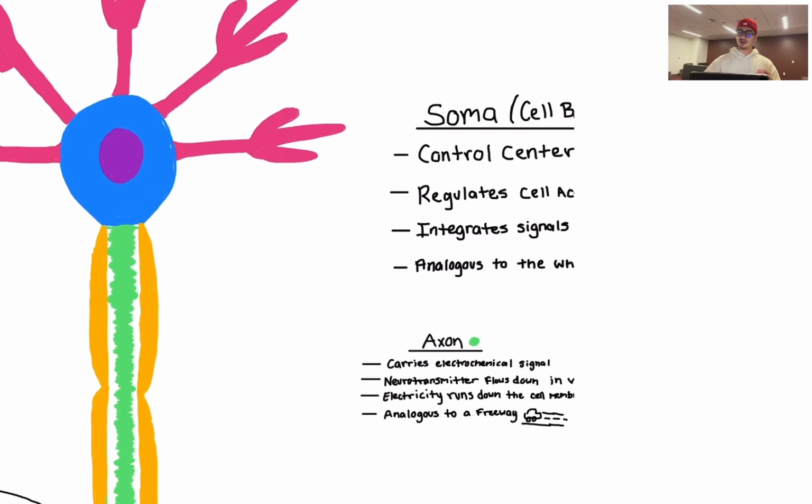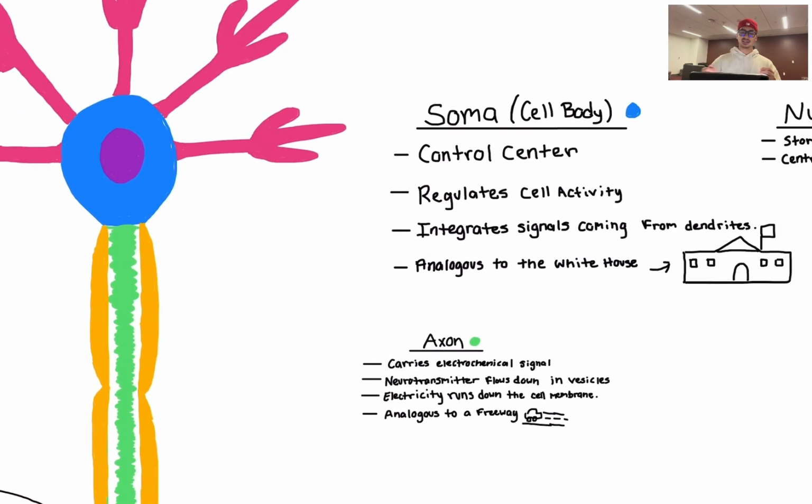Once it makes its way all the way to the soma, which is the cell body here, right? It's this space in blue. This is where the control center is. It regulates cell activity and integrates signals coming in from the dendrites. I want you guys to think of the soma, the cell body, as the White House. It's calling all the shots. This is where everything's happening.